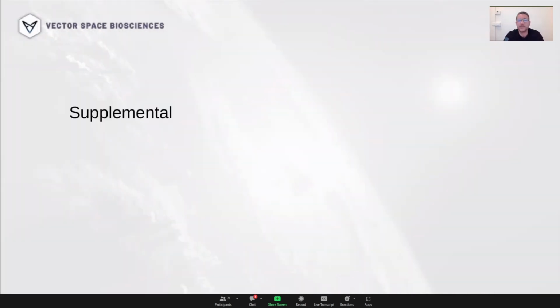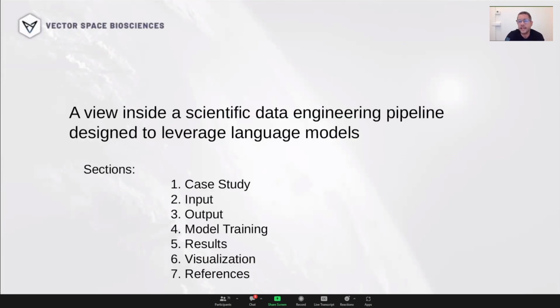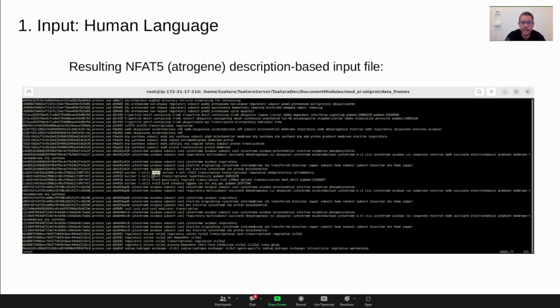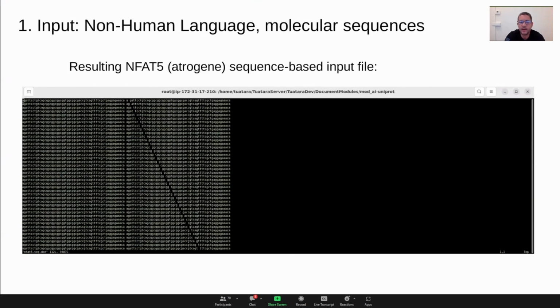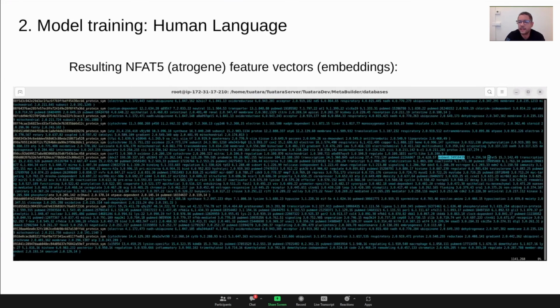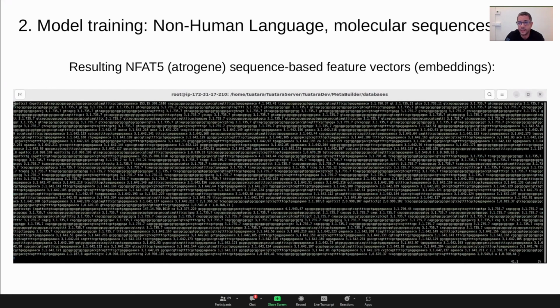We have supplemental information associated to this presentation that includes details related to the actual input and output of a scientific data engineering pipeline, including the case study of Fanconi's anemia. So if you'd like to get a hold of this presentation and understand how language models are able to predict or assemble a sequence that might be valuable in terms of producing precision medicine, feel free to request the presentation at any point in time. We've got a detailed explanation related to how input files are created, not just for human language, but also for sequences, as you can see here with a DNA sequence related to NFAT5. And then, of course, we've got feature vectors. These feature vectors are the result of the data engineering pipeline, where these are actual embeddings you can take a look at, including embeddings for non-human language.